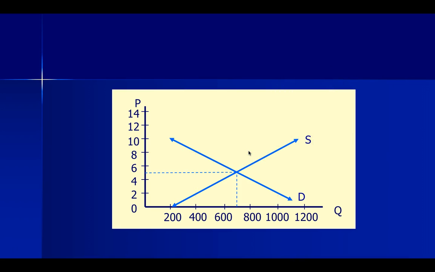What about the opposite situation? What if we had a price that was below the market equilibrium price? What if we had a price down here below the intersection point? What do you think would happen?